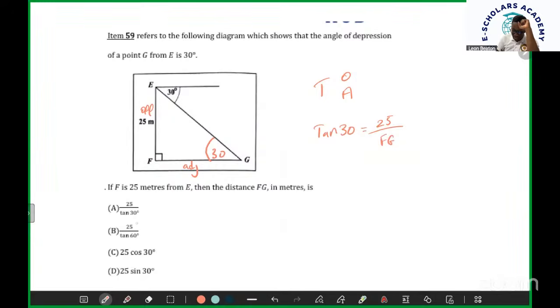So I see you got some answers with some decimals, so we'll work this out. We carry over the FG, so it will have FG multiplied by tan 30 is equal to 25. So FG will therefore be equal to 25 divided by tan 30. The 25 divided by tan 30 is A.